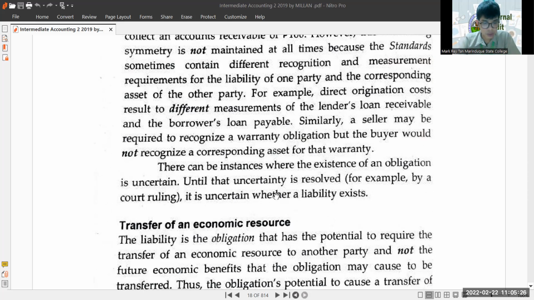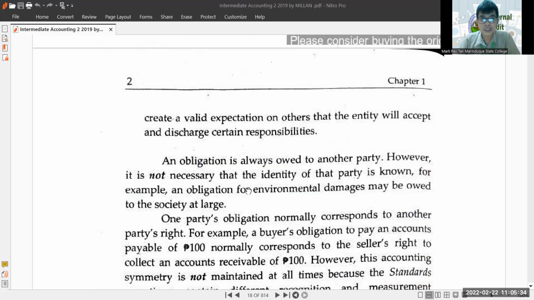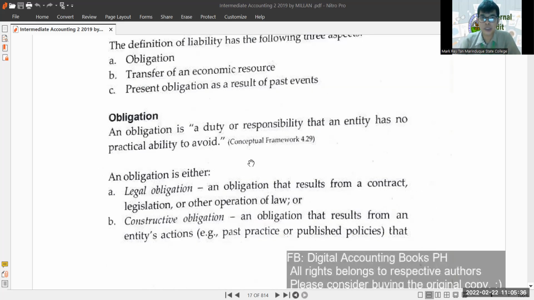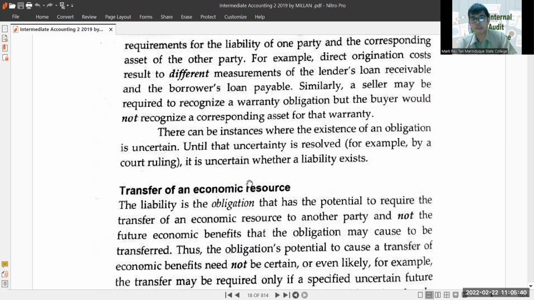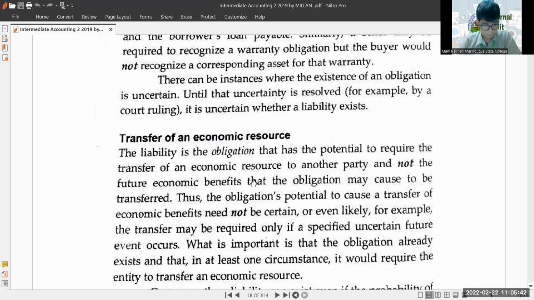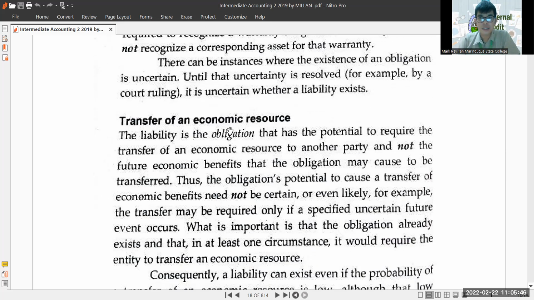Let's proceed to another aspect. No? So nasa unang aspect pa lang tayo guys ng liability, which is the obligation. So let's proceed to the second aspect, which is the transfer of an economic resource. Ayan. Sige, basahin natin ng konti. Actually, understandable na to class, no? Transfer of an economic resource.